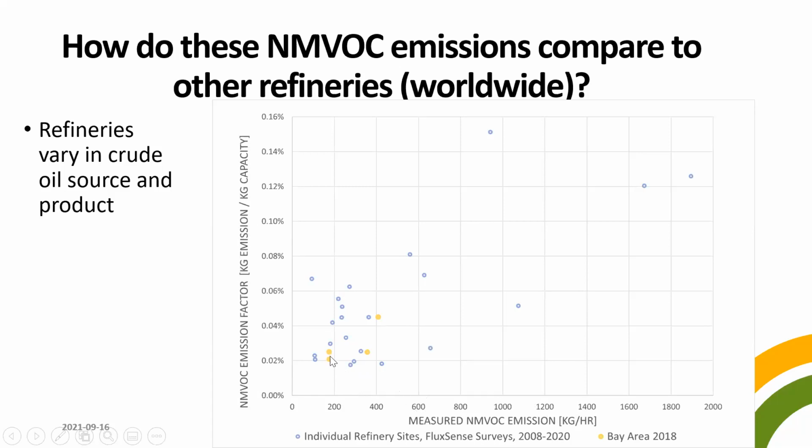So you can see that the yellow refineries, which are the Bay Area refineries, are in the lower quartile or even better compared to many of the others. So that's sort of a general remark: they are in pretty good shape, these refineries, compared to other refineries in the world.